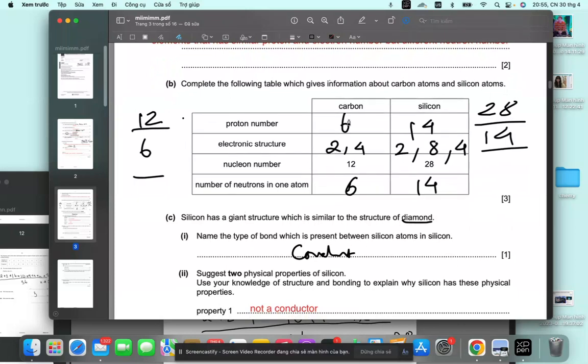So we complete the table which gives information about carbon atoms and silicon atoms. Here we have the nucleon number is 6. We know carbon is 12 and 6, and we know silicon is 14 and 28. The electronic structure is 2, 4, because 2 plus 4 is 6. The numbers of protons and neutrons are the same because they're not isotopes. Similarly for silicon, we have 14 and 14 here. The electronic structure would be 2, 8, 4, because 2 plus 8 is 10 and plus 4 is 14.